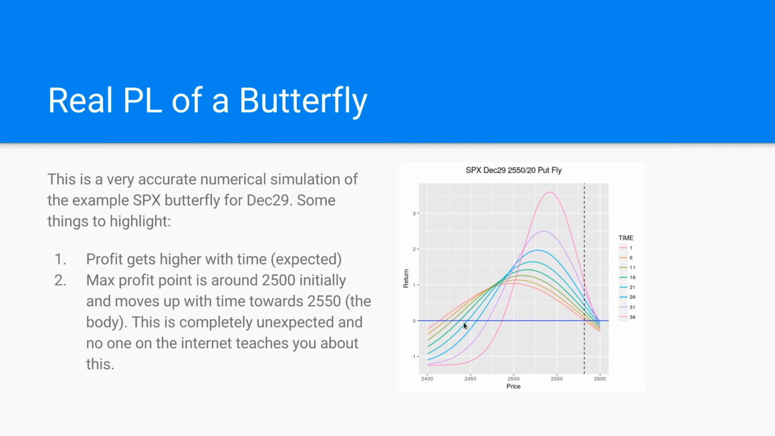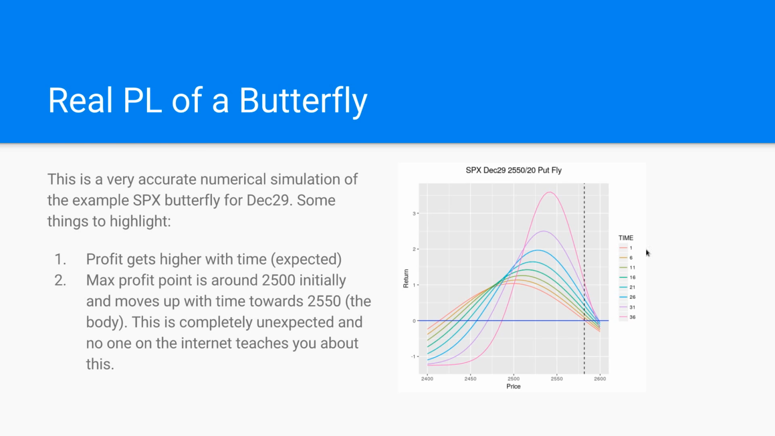So that's correct. But notice also how as time passes, the max profit is also moving with it. So it starts near 2,500, but then let's say after 20 days it is more around 2,525. And as time passes, it's getting finally closer to the 2,550. So this is something that you have to keep in mind when you have a butterfly, that the profit and loss doesn't seem to be connected at all with your strikes.